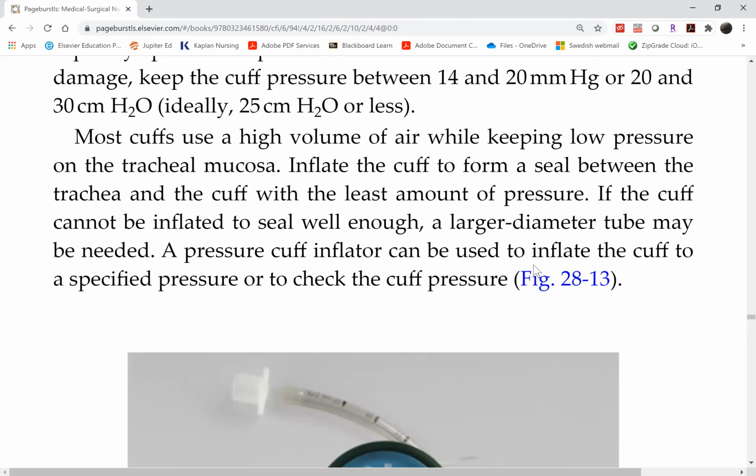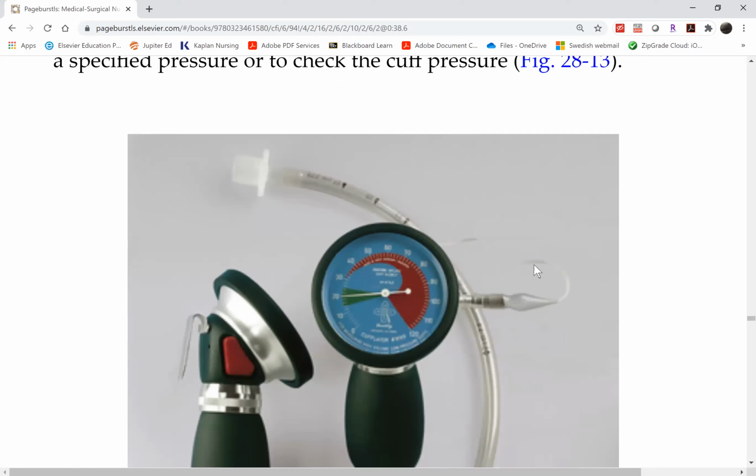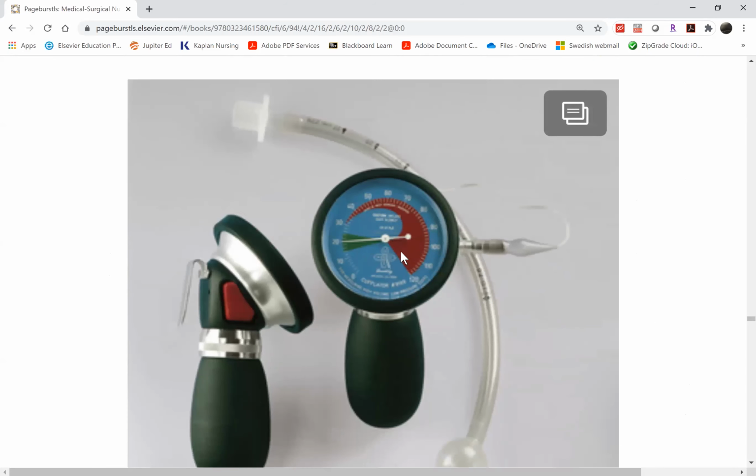After inflating that, we will now have a good seal, and then we have to attach it to this manometer right here. This is like a tire gauge monitor. You just simply attach the pilot balloon. Here is the cuff inflation port, and this little balloon here is called the pilot balloon.